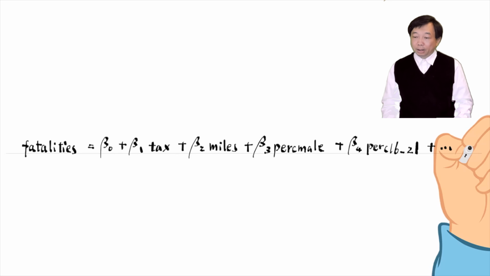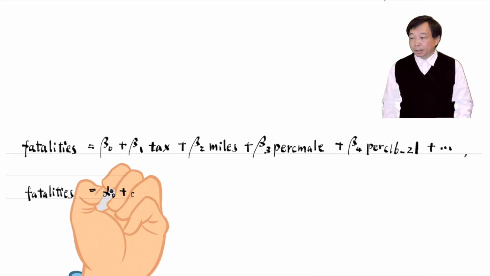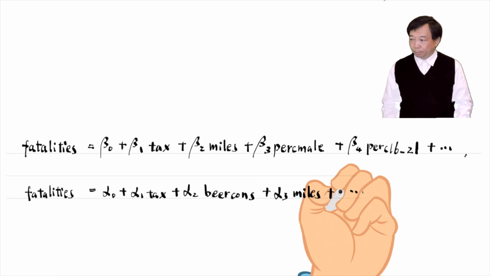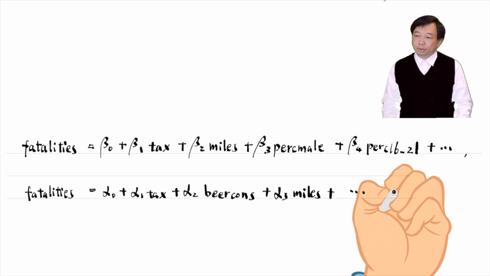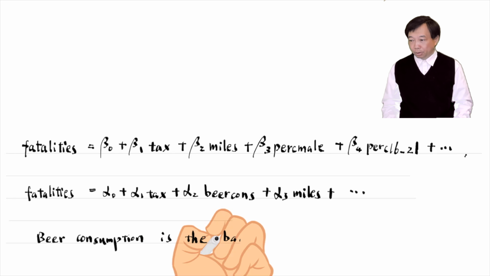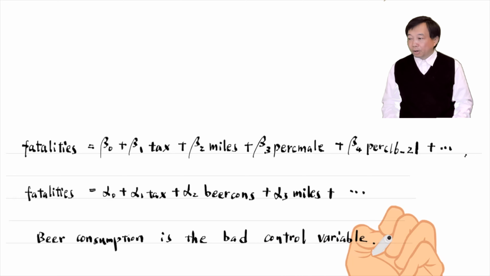What if we include an explanatory variable measuring per capita beer consumption? The beer consumption variable is traditionally considered a bad control because it is the result of the tax change. It is the direct consequence of the tax change. Drivers consume less beer as its tax rises.